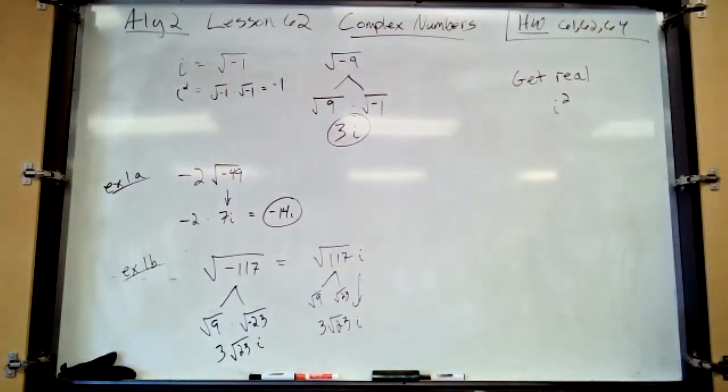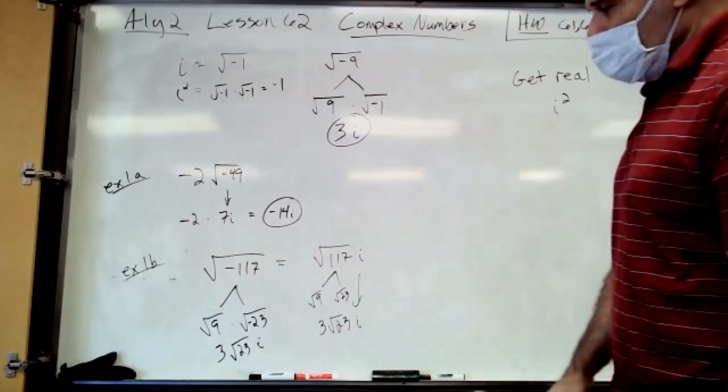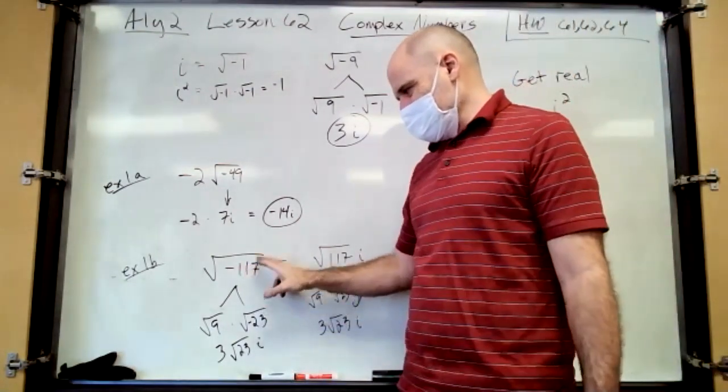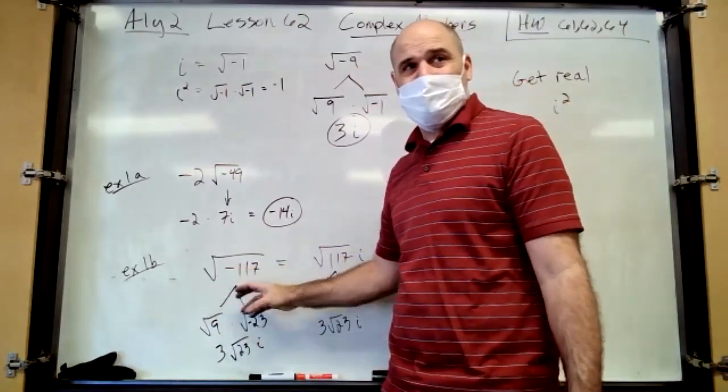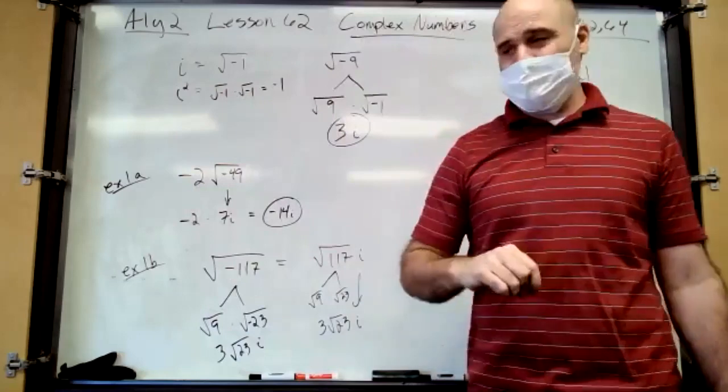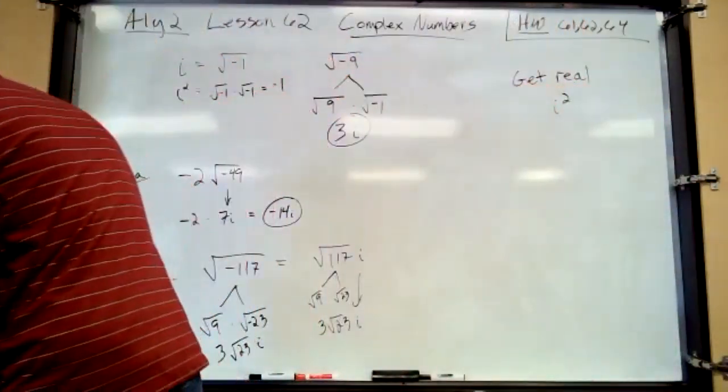Okay, so there's just one more step to simplifying radicals. If there's a negative in there, just bring it out as an i. Just like when there's a 9 in there, bring it out and turn it into a 3. But when there's a negative sign in there, bring it out and turn it into an i. Okay? So that's example 1.